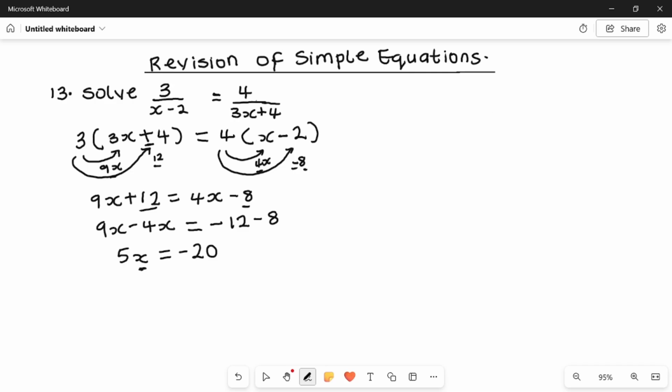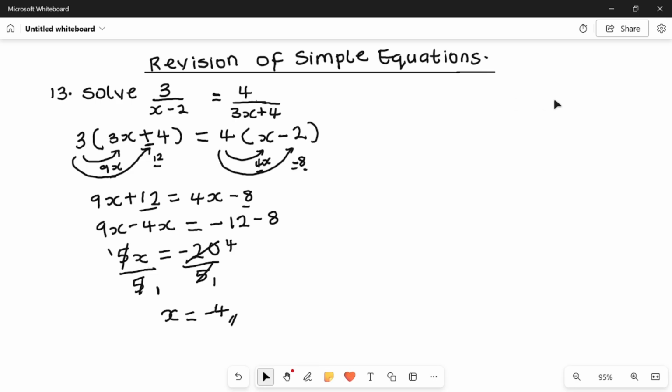Now the next thing is to make x the subject of the formula and eliminate the coefficient 5 here, right? So to do that, you simply divide both sides by 5. That is the coefficient of x. So 5 into 5 will give you 1, 5 into minus 20 will give you 4. So we're left with x on this side and minus 4 on the other side. So x is equal to minus 4 as our final answer. X equals to minus 4.